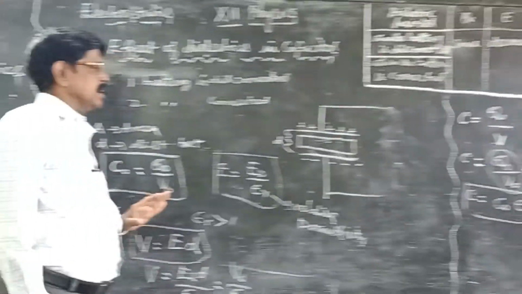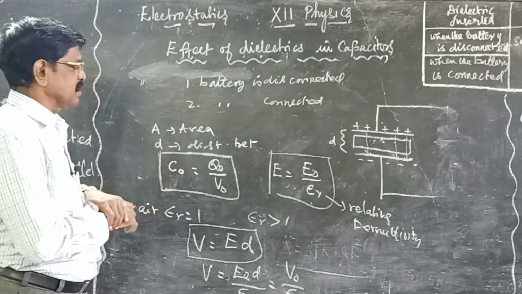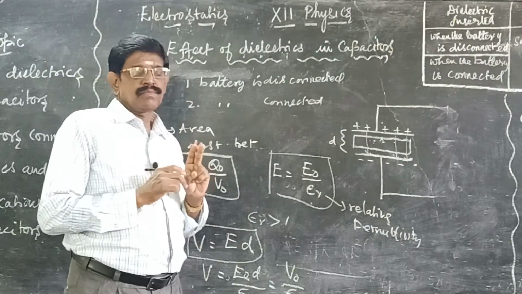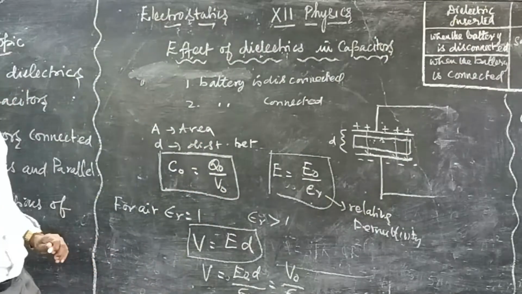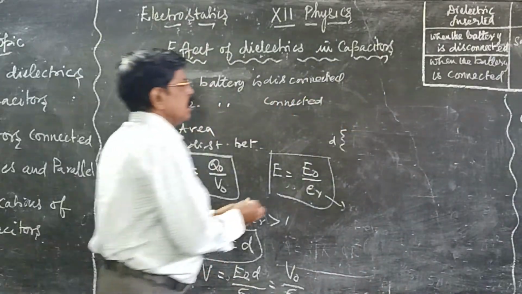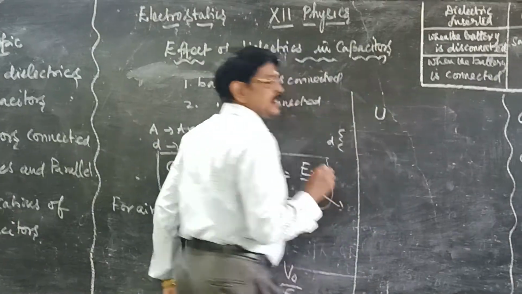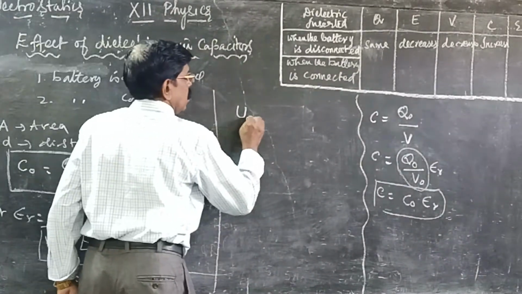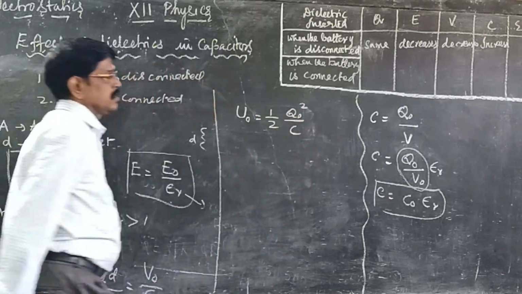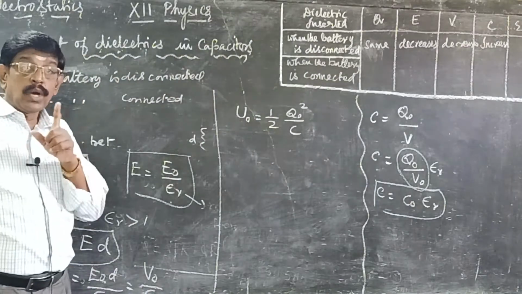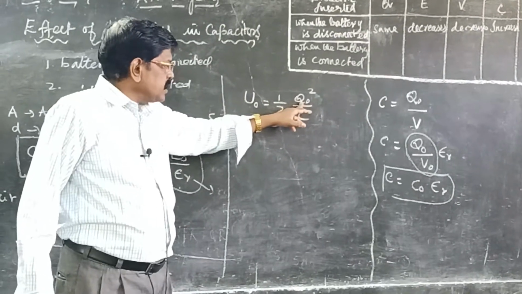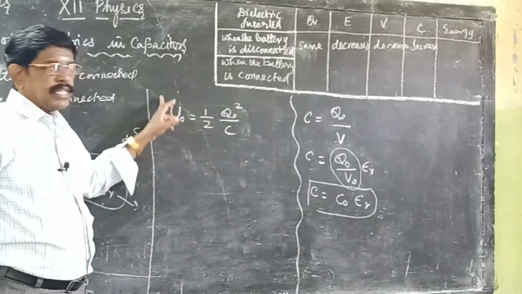Now let us consider, before the insertion, what is the energy? What is the formula for energy? In the previous class we have seen there are two formulae. Energy is denoted by 1 by 2 Q naught square by C. There is another formula, 1 by 2 CV square. Since the charge remains constant, only C is varying, you have to take this formula.